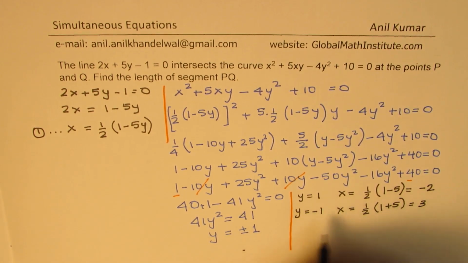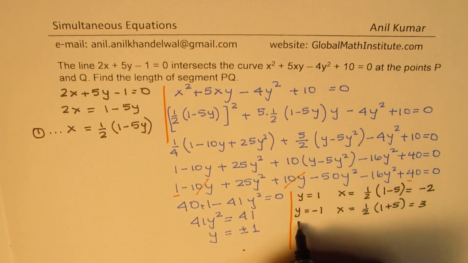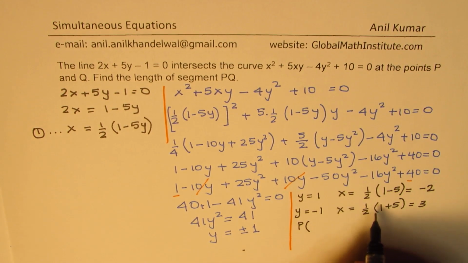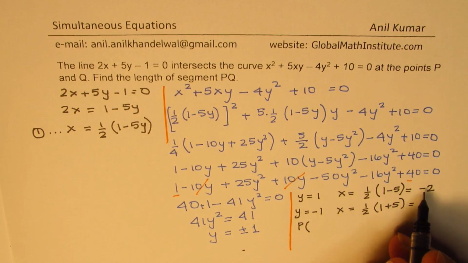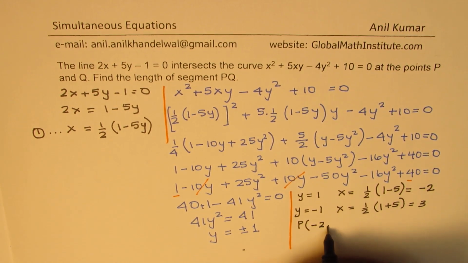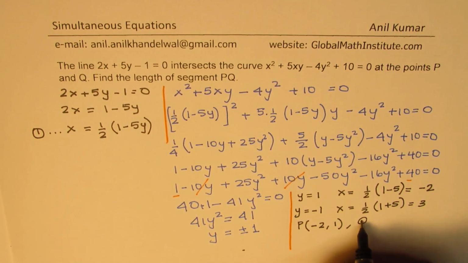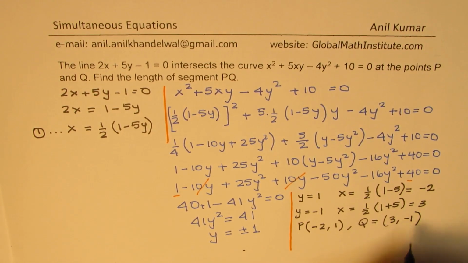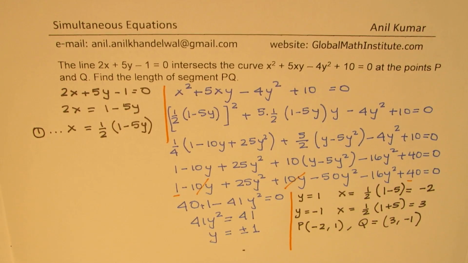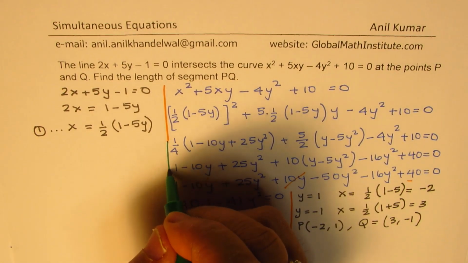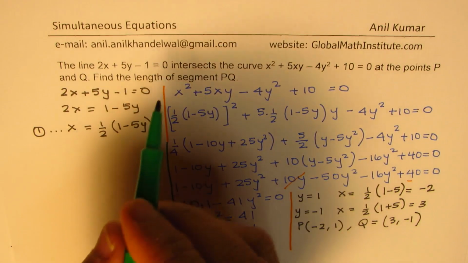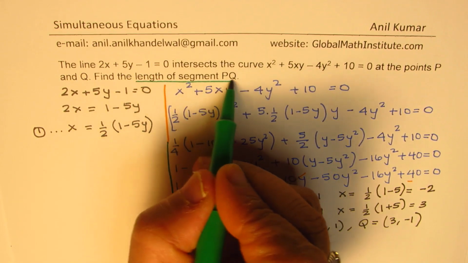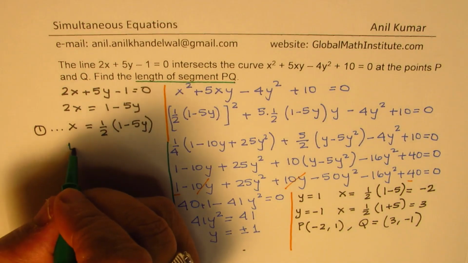Plus 3. And therefore, the 2 points P and Q, we can say point P is x value of, let us say, minus 2 with y value of 1. And the point Q will be x value of 3 and the y value of minus 1. Good. So that becomes the coordinate points for x and y. So we have got the points. We need to now find the length of PQ. Let's find the length now here.